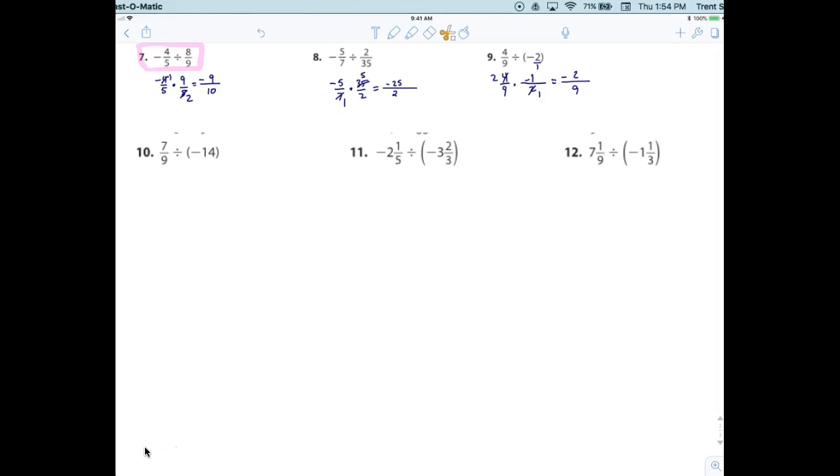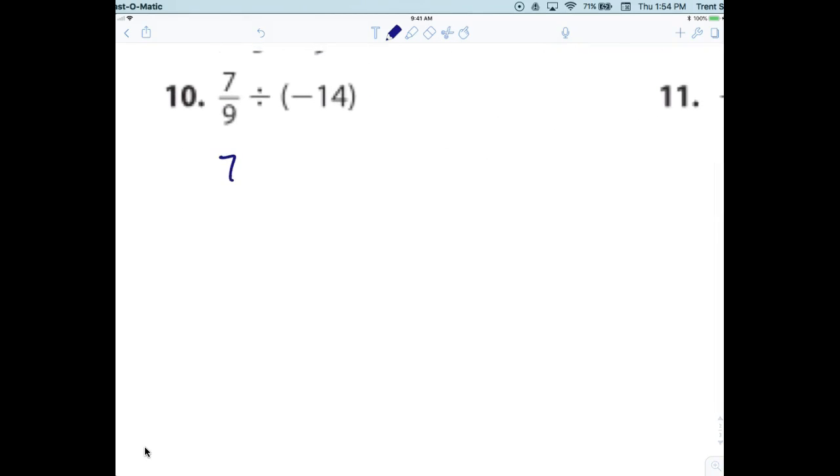I want you to tell me about 10. What do I do? How do I write it? 7 over 9. Good. Times 1 over 15. Yes. Is my answer positive or negative? Negative. Good. Now what can I reduce? 7 and 14. 7 becomes a 1, 14 becomes a 2... then 15 stays. Final answer? Negative 1 over 15. You're awesome. Perfect. Thank you.